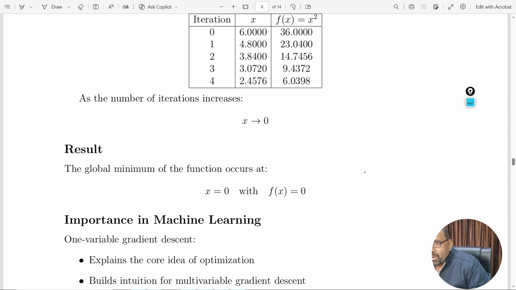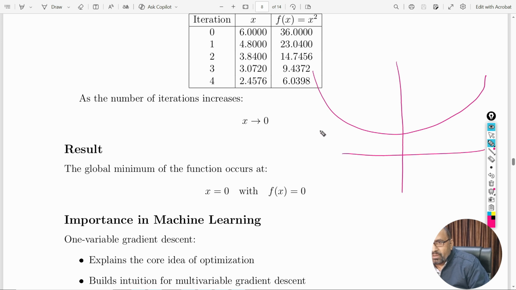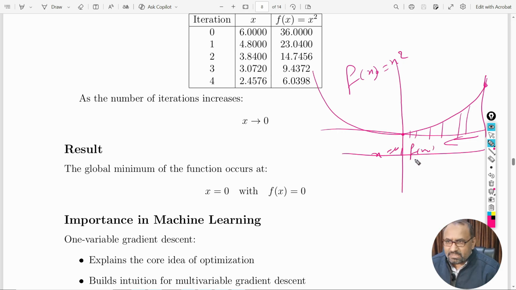But if you see it graphically, the function is like this. Starting from this point on the horizontal line, step by step the values of x are increasing, moving towards this place. At this point the value of the function is minimum. f(x) equals x squared, as it is a parabolic form, a parabola function. When x equals 0, f(x) is 0. So this is the simplest and easiest way to understand how gradient descent is working here.